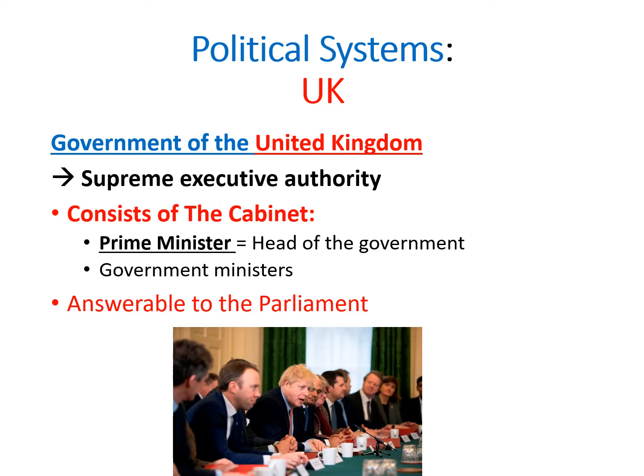Now let us move to the executive branch of the government, which consists mainly of the cabinet. Whenever a political party wins the election to the House of Commons, the leader of the party becomes the next prime minister, and members of the winning party or parties become government ministers, helping the PM to run the country.